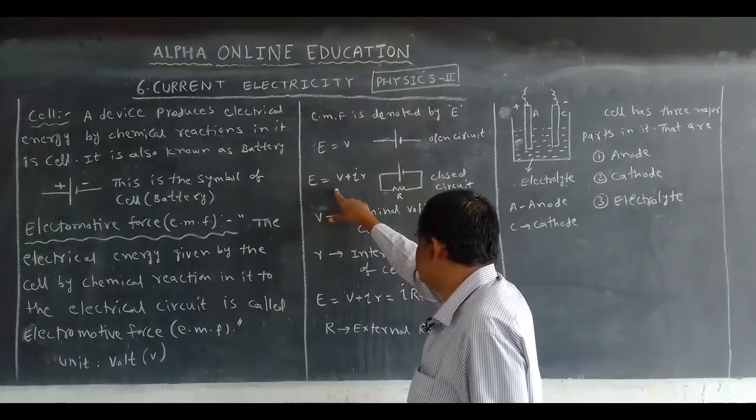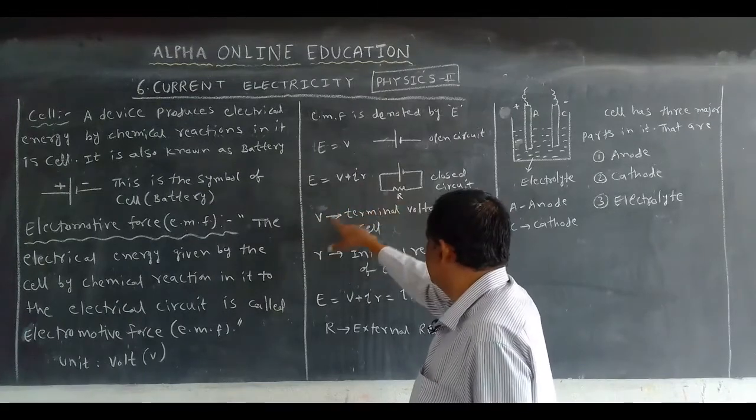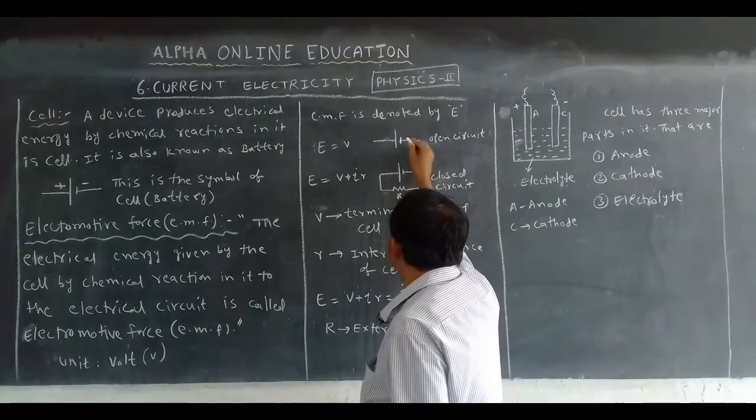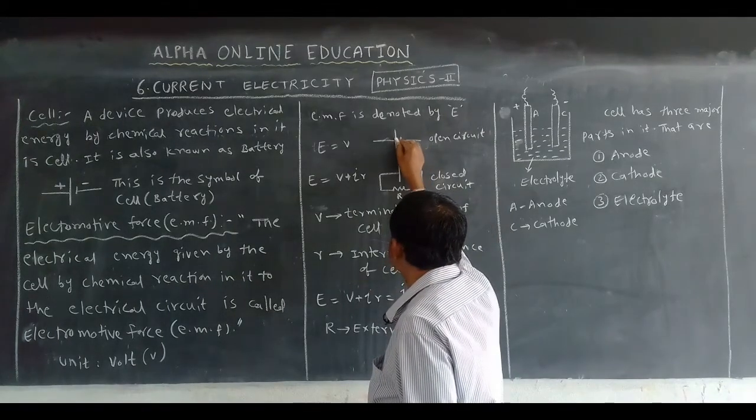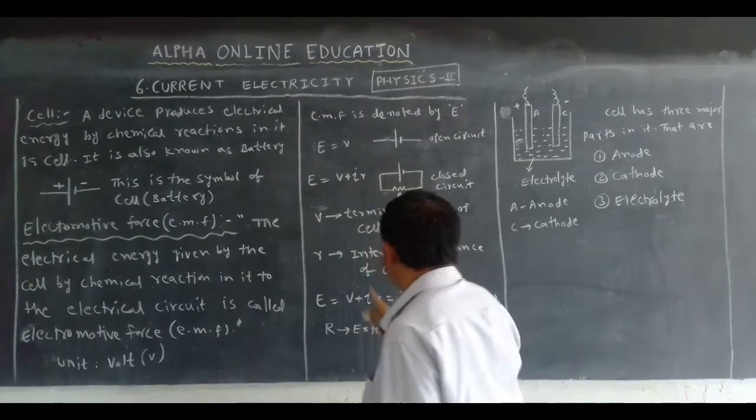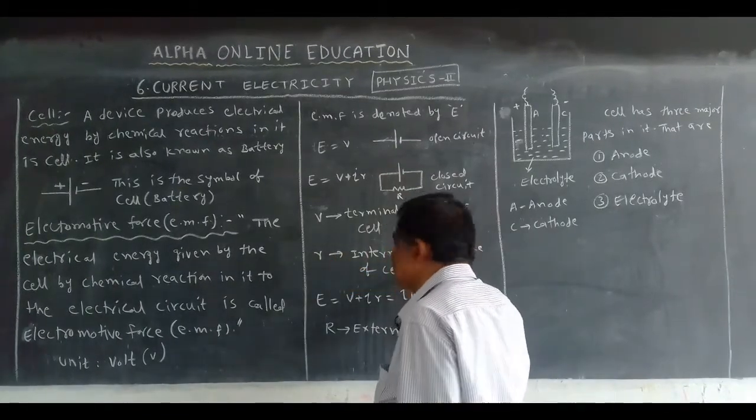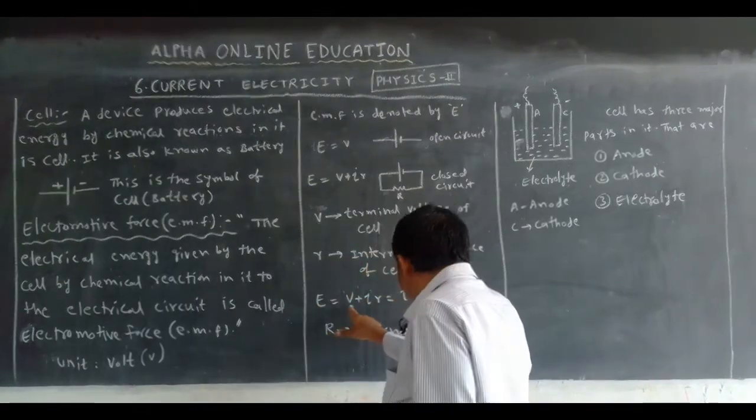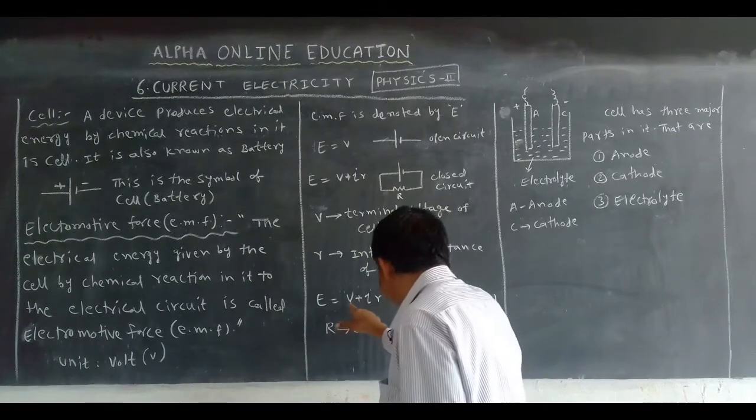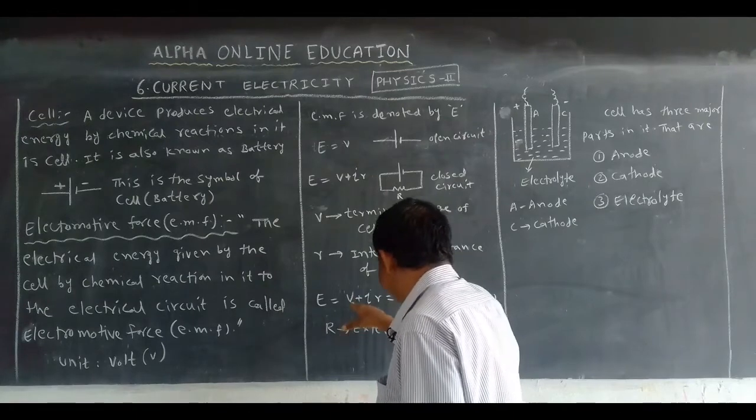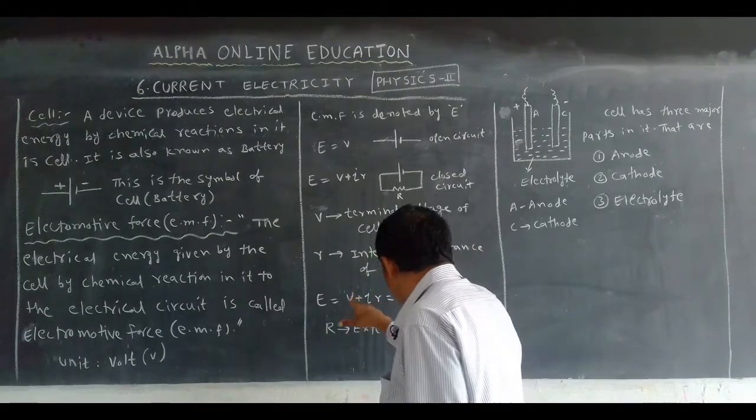EMF, E is equal to V plus Ir. What is V? V is called the terminal voltage of the cell. What is the meaning of that? This is the terminal voltage. This is plus, this is minus. This is called the terminal voltage. What is small r? Small r is the internal resistance of the cell. So E is equal to V plus Ir. V is called the terminal voltage when the cell is connected to the closed circuit.